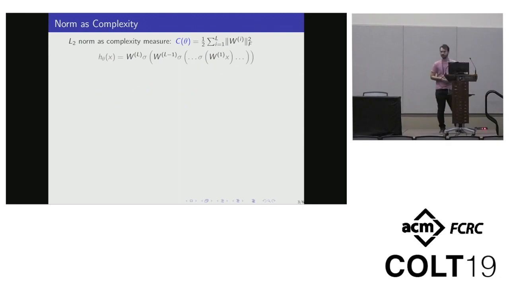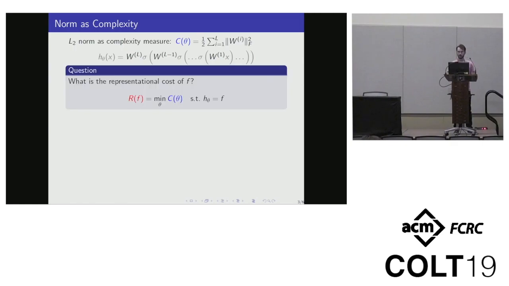We consider this complexity measure C, which captures the norm of the weights of a network. Specifically, it's just the sum of the squared weights of the whole system. And the fundamental question we pose and try to answer here is, what is the representational cost for some function f under this complexity measure? Here it's denoted by R of f, and by definition it's just the smallest norm such that we have a network with that much norm, and it actually represents f exactly. Okay, so that's the question.